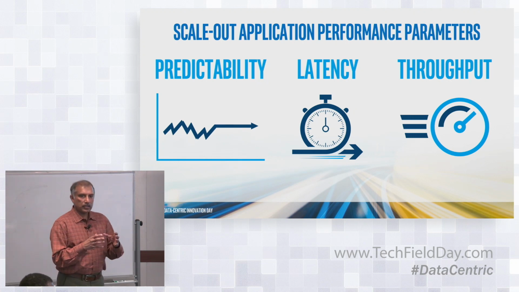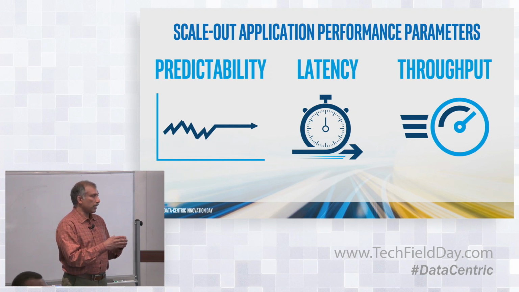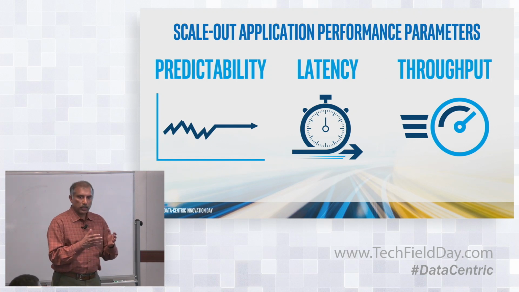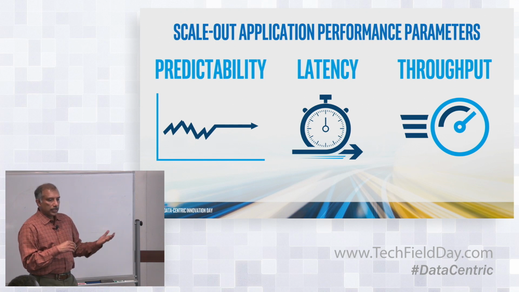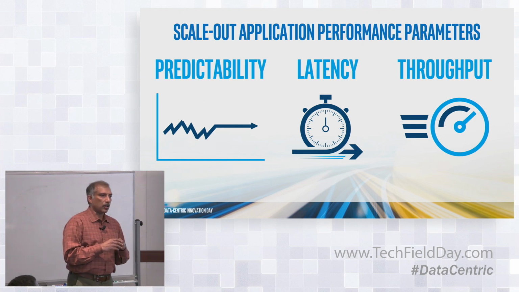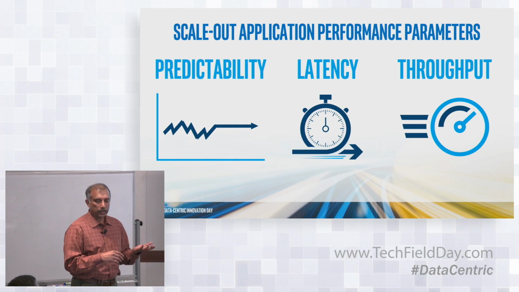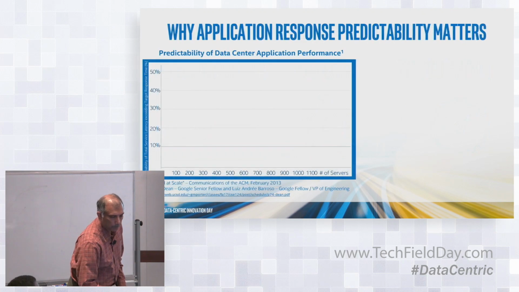Predictability is about consistency of result. So if transactions per second is your metric, then predictability is a measure of variability in response time. That is, whether it's a little earlier or a little later, that's the measure of what predictability is. So I'd like to first dive into predictability and talk about why it matters and how it impacts overall application performance.